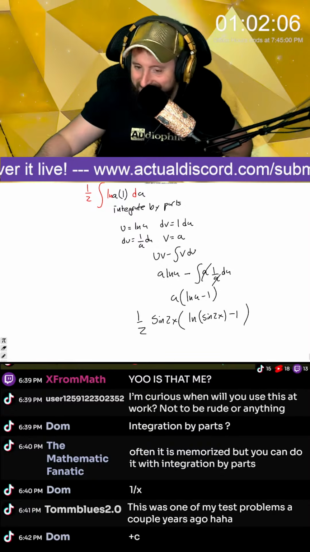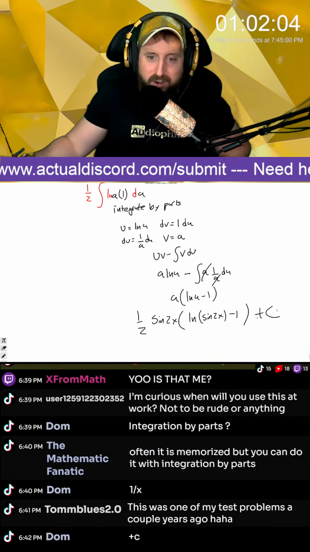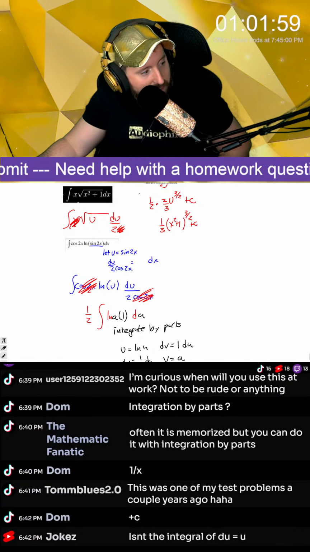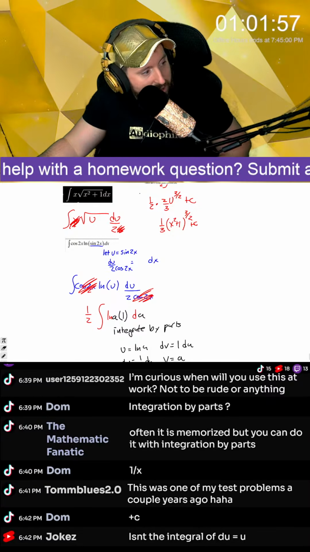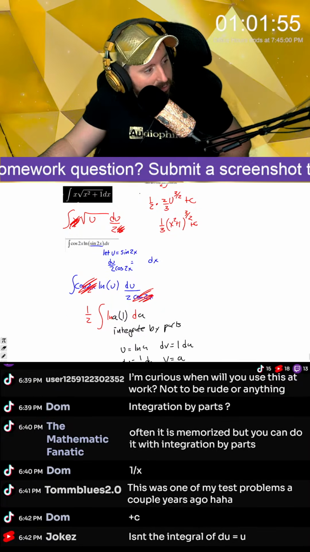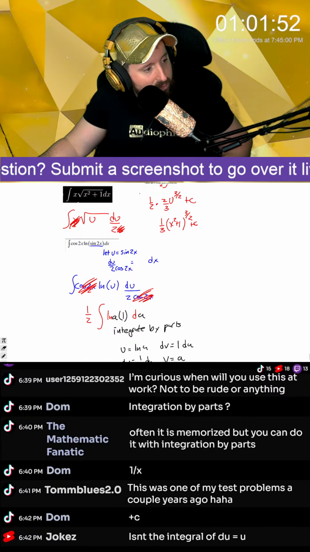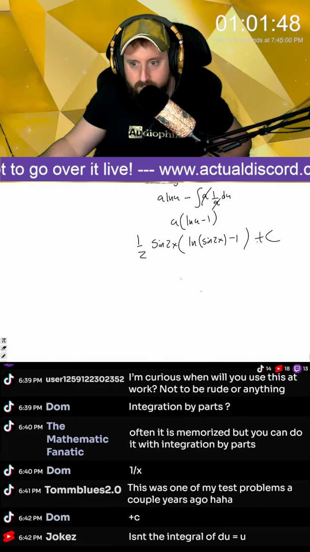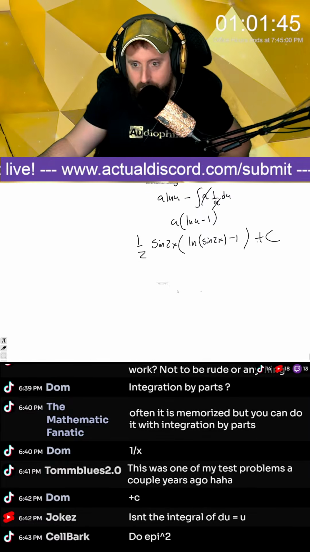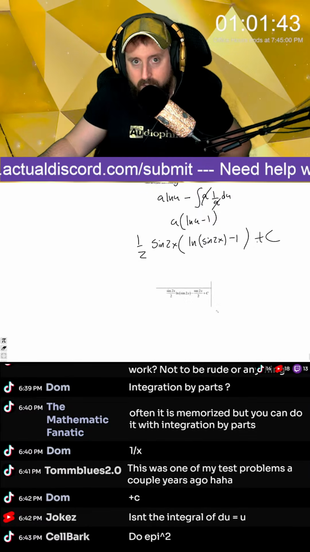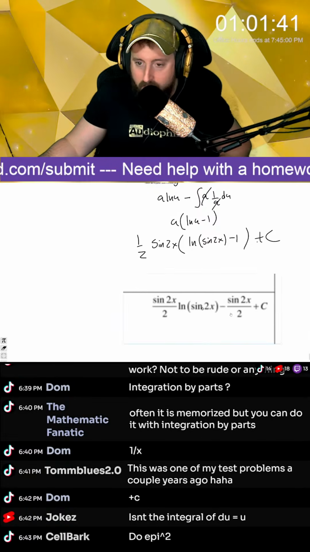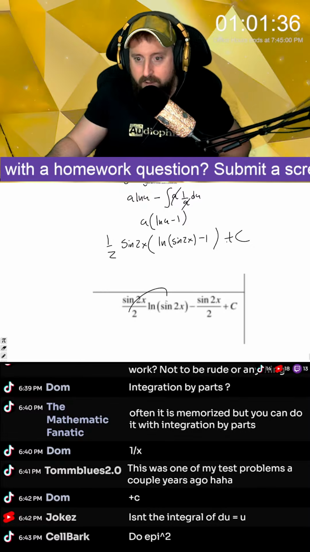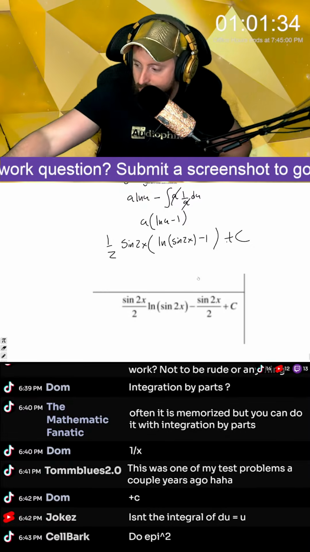Plus C. Oh, dude, I almost messed up. Okay. I think that's right. Okay. And then let's see. Someone gave me that question. I think it had an answer on it as well. Where was it? Yeah. Okay, let's see. This was apparently the result we were supposed to get. Looks pretty similar. Look, sine 2x over 2. Right, that's the 1/2. ln sine 2x minus sine 2x over 2. Nice. Good job.